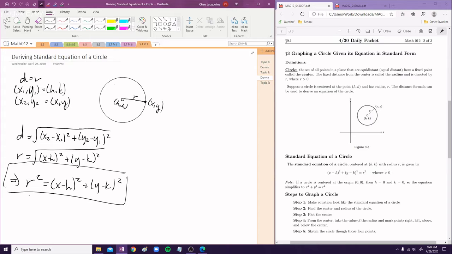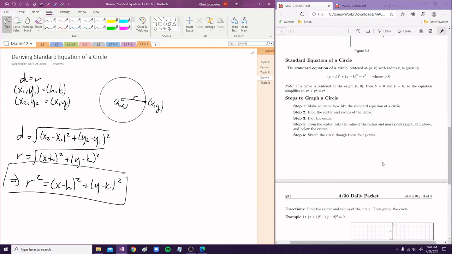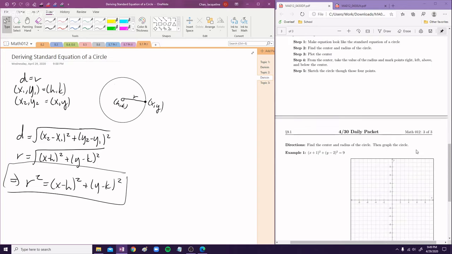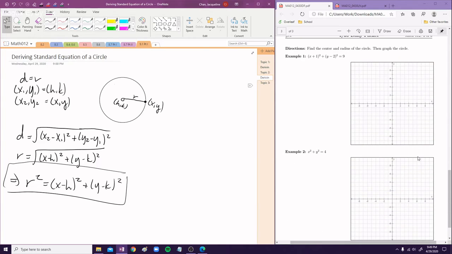Take note that if a circle is centered at the origin, then both h and k are 0. So the equation would simplify to x squared plus y squared equals r squared. Over here, we have steps to graph a circle, and we will follow those steps when we do these couple of examples.